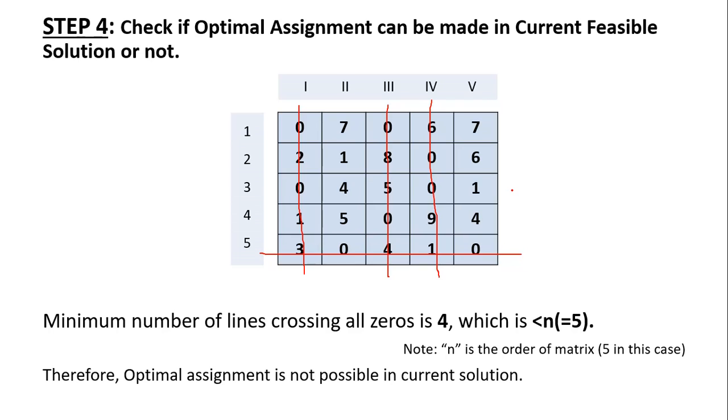But again, you can see the minimum number of lines required here is again 4. The minimum number of lines crossing all the zeros is again 4, which is less than the order of the matrix, which is 5. So again we can say the optimal assignment is not possible in this current situation, right?